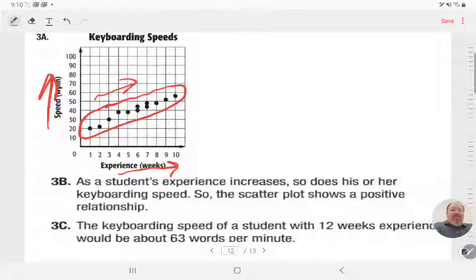And then to predict at 12 weeks, I know what it is at 10 weeks. So I come over here to 11, come over here to 12 weeks, and I take a look at what it would be, and I know it's probably going to be somewhere around 60, just a tad bit higher than 60. So I could say 62, 63, somewhere in there would be okay. So again, it's just a prediction following the trend.